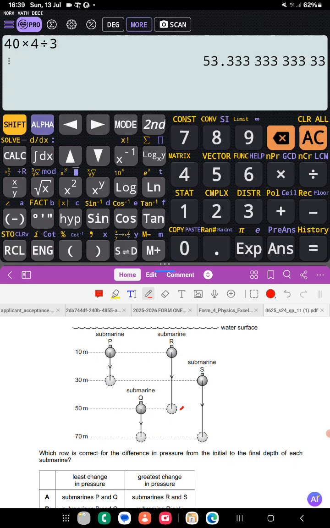So for P, the pressure difference is 20. It's obtained by subtracting 30 minus 10. Okay, so we do the same for the others. Q will be 70 subtract 50, which is also 20.